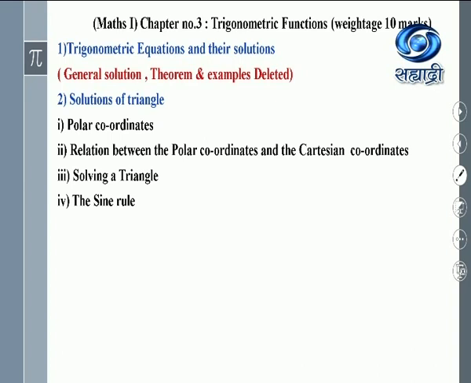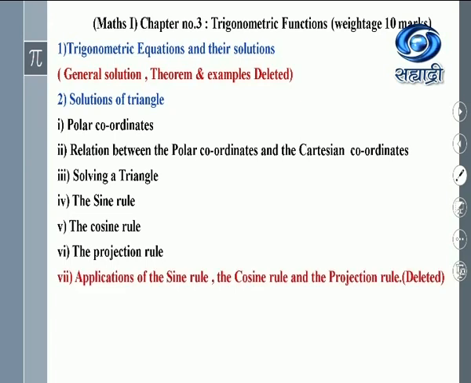For this, we have to learn the sine rule, cosine rule, and the projection rule. These 3 rules are very important. Those enable us while solving the triangle. We have the proofs of these 3 rules, and those will be asked as a theory question in the board exam. The 7th one is applications of the sine rule, the cosine rule, and the projection rule, but this part is also deleted from the syllabus of HSC board for this academic year.